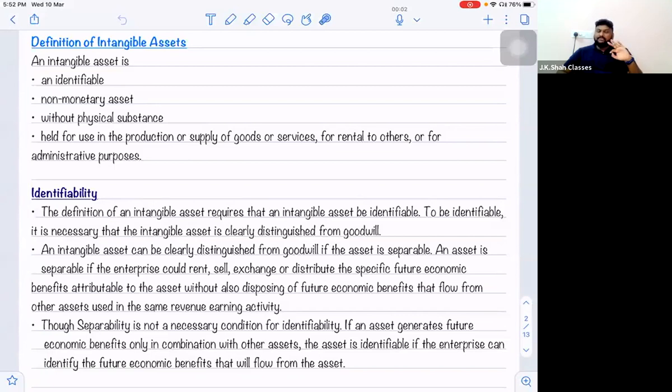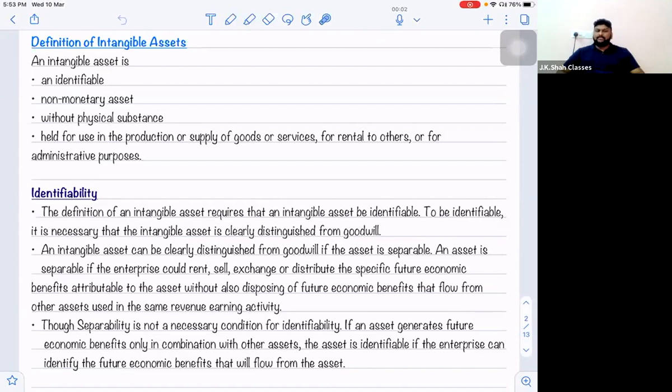Plus, the important point, it should be used in the ordinary course of business, either for manufacturing purpose or for trading in goods or services or for giving it on rental to others. It means you have some patent, you can give it to others on royalty basis. You have a copyright of a book, you can give your copyright to the publisher to publish the books and give you royalty out of it. That is called rental to others.